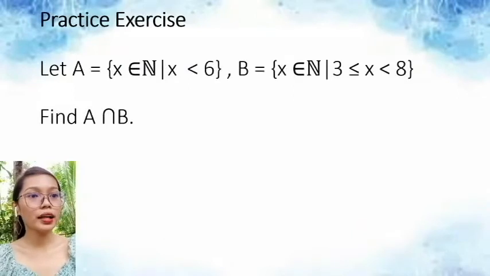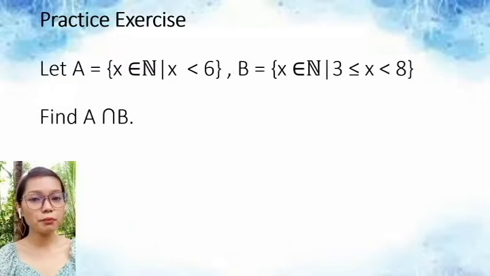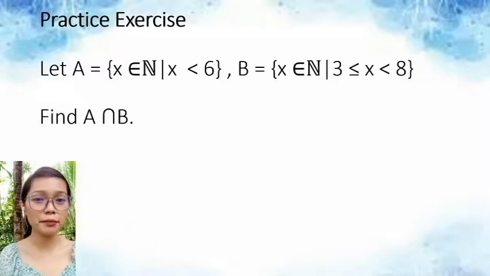Okay, we have the given set A, which is the set of all x that are elements of the natural numbers such that x is less than 6. For set B, the set of all x that are elements of the natural numbers such that x is greater than or equal to 3 but less than 8. Again, when finding the intersection or union, we first determine which elements are in A and in B.